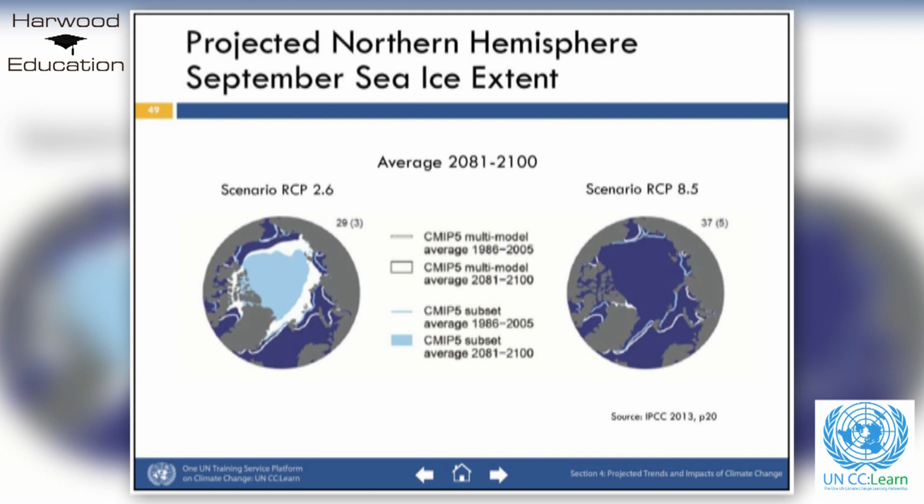Projected Northern Hemisphere September sea ice extent. During the 21st century, the Arctic sea ice cover will continue to shrink and thin as global mean surface temperature rises. Under scenario RCP 8.5, it is likely that the Arctic Ocean will be nearly ice-free in the month of September before mid-century.